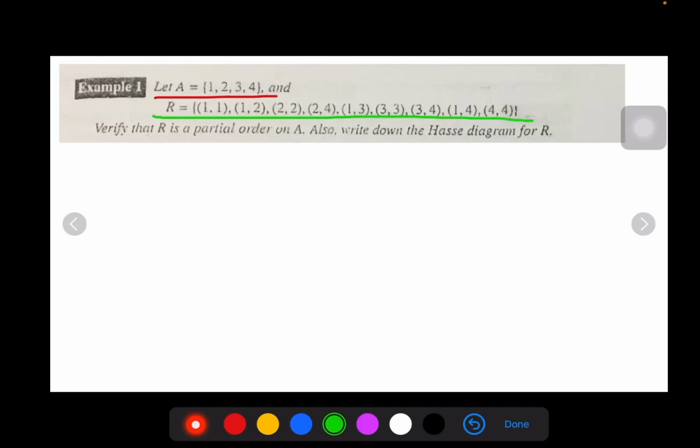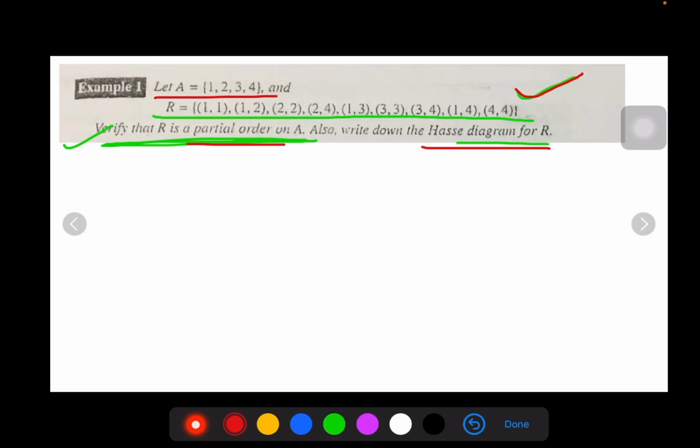Take R as the relation. Verify R as a partial order on A. Also write down the Hasse diagram of R. So how do we do this? We start with the partial order. First verify the partial order. I will not verify whether it is a partial order or not. You have to do it by yourself, because you know that partial orders should satisfy all three conditions. Check whether those three properties are satisfied by relation R or not. Yes, it is satisfying.